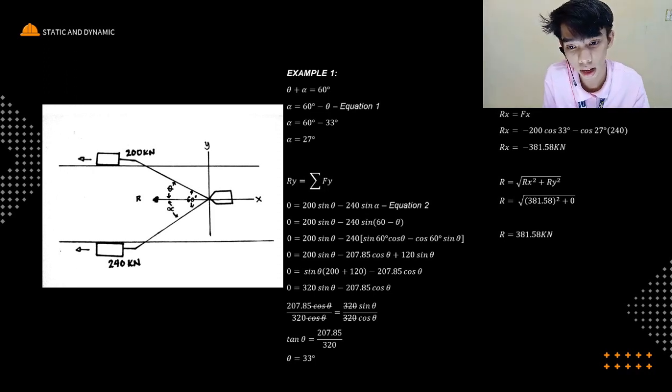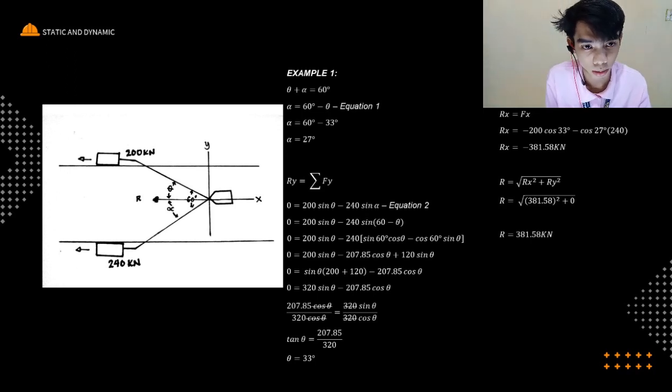So, may value na tayo ng theta. So, balik po tayo sa equation 1 na alpha is equal to 60 degrees minus theta. Sub na natin yung value ng theta, which is 33 degrees. 60 minus 33 is equal to 27. So, ang value ng ating alpha is 27 degrees.